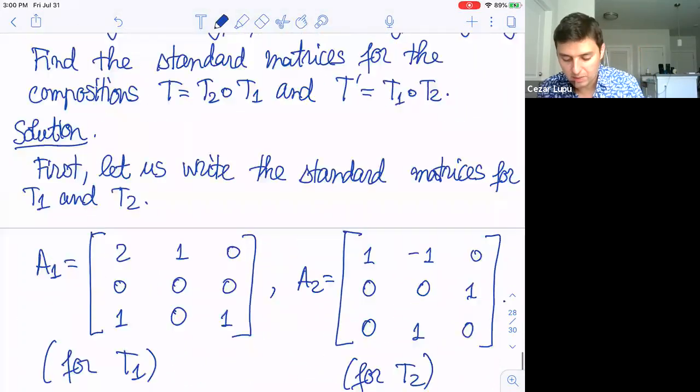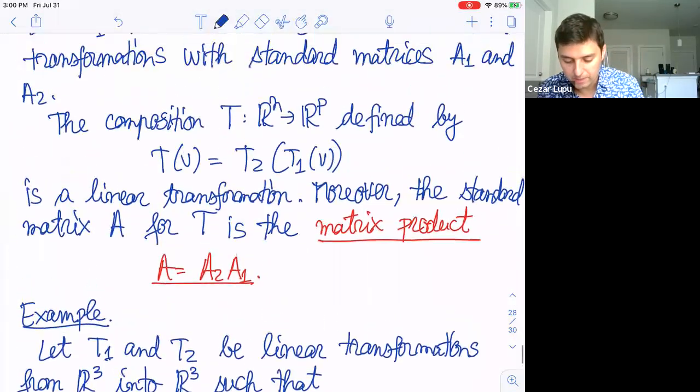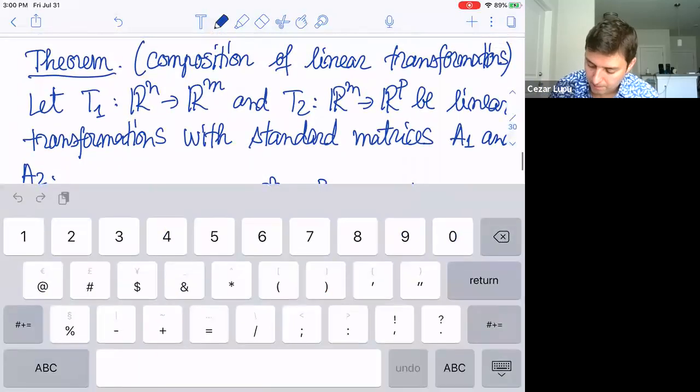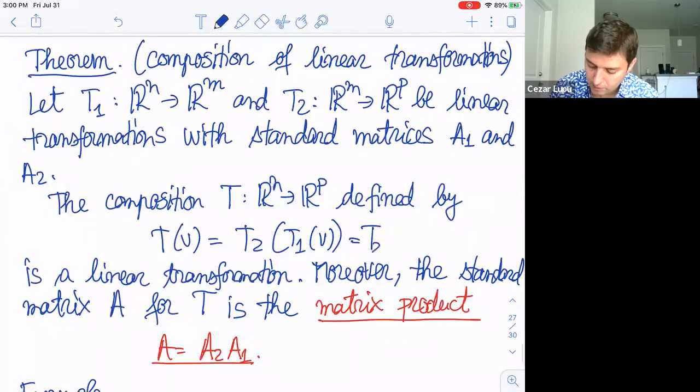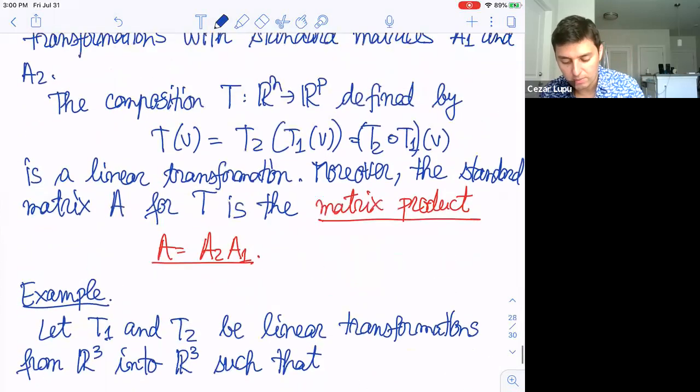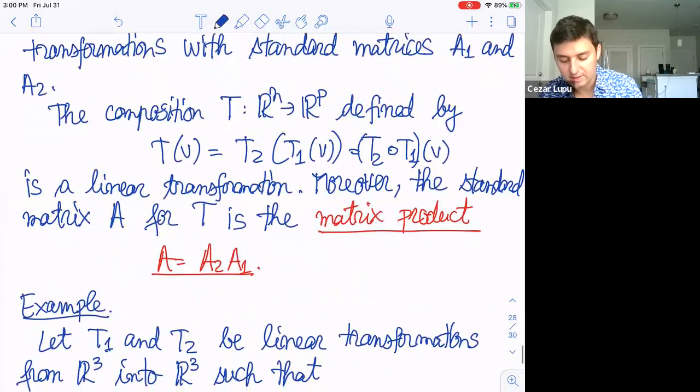Based on the theorem, let's go back to the theorem. This is T2 composed with T1 of V. Right, let me put it like this. So the standard matrix for T will be what based on the theorem? And look what it says. The standard matrix A for T will be the product.